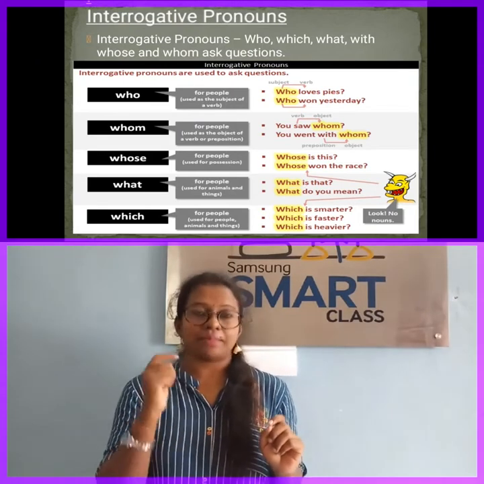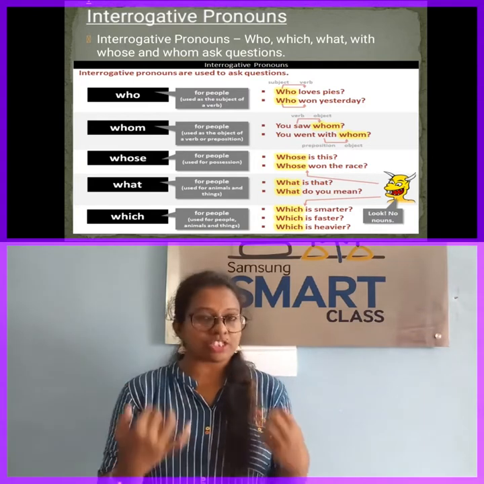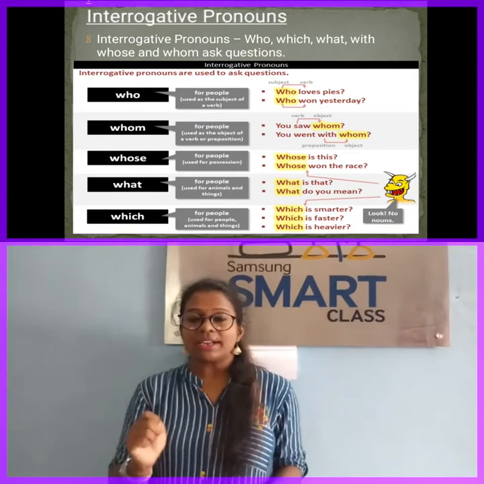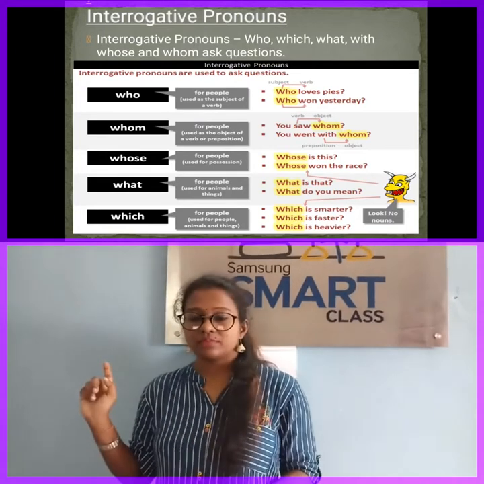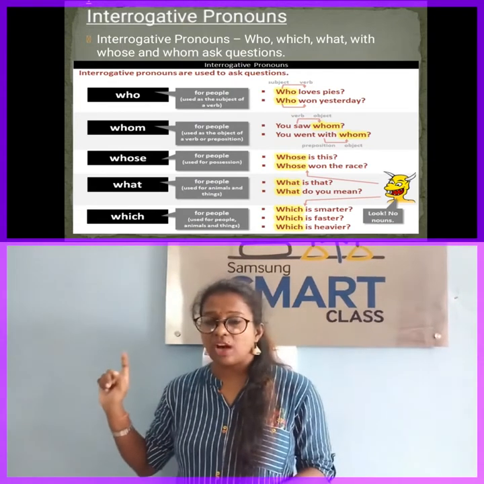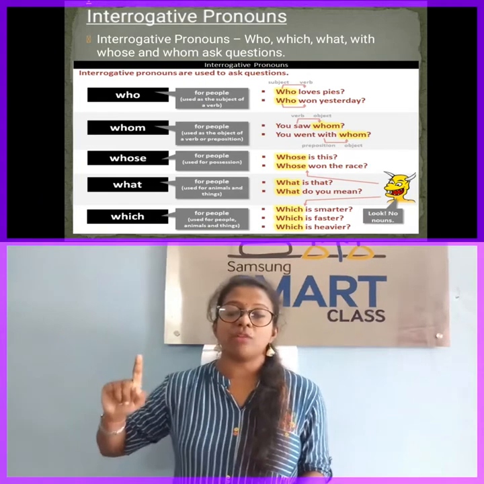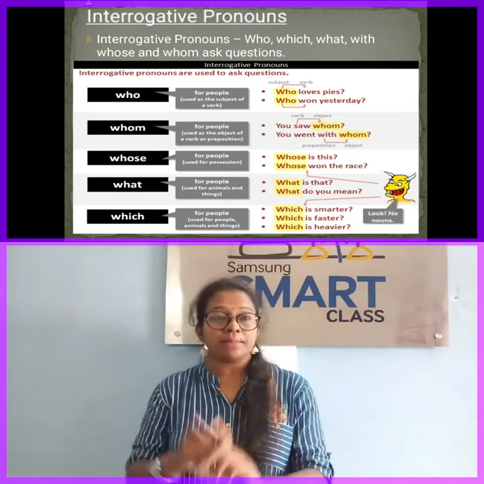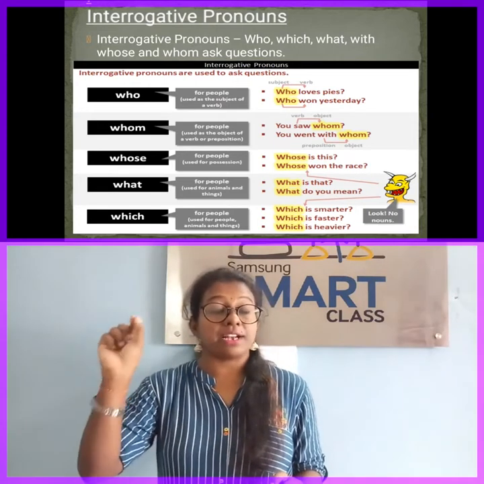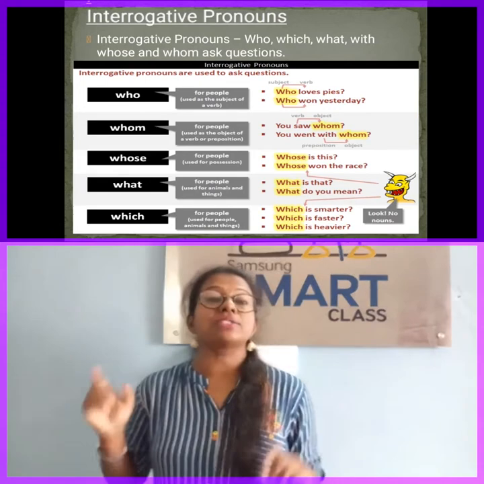Yes, definitely the pronouns that help us to ask questions, we call them interrogative pronouns. So let us see the example from the chart. Most of the WH words help in the case of interrogative pronouns. But how can we distinguish the relative pronoun from the interrogative pronoun? A relative pronoun introduces a relative clause. But interrogative pronouns help to ask questions.